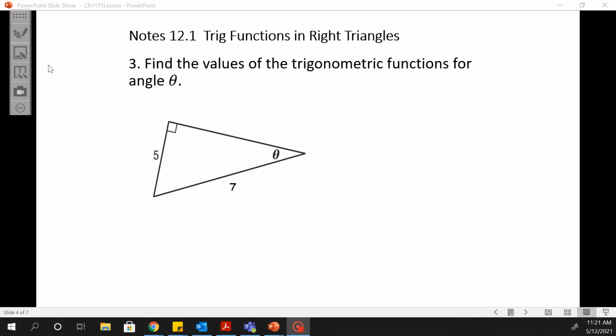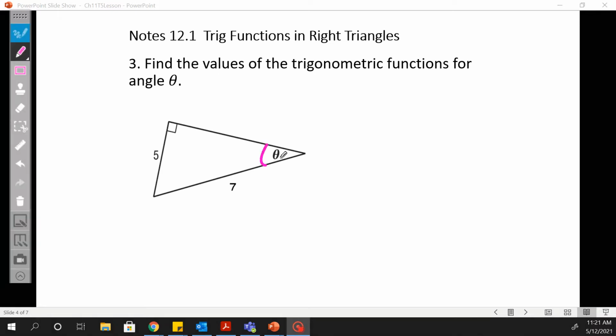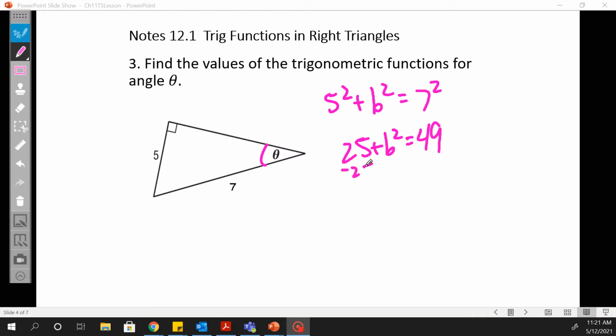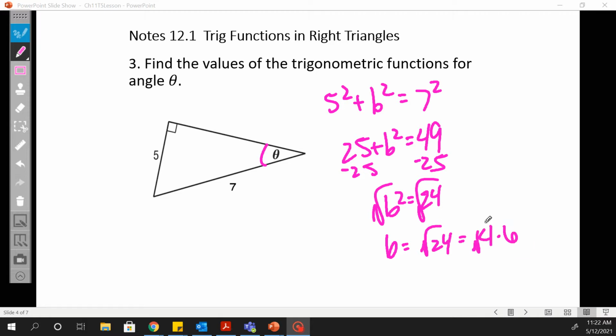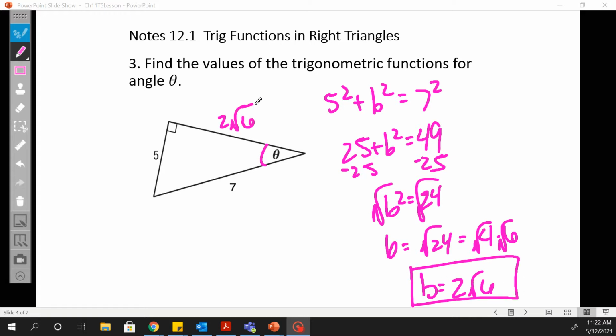Find the values of the trigonometric function for angle theta. Once again I'm missing a side. So I'm going to do 5 squared plus b squared is equal to 7 squared. So 25 plus b squared is equal to 49. Subtract 25. b squared is equal to 24. Square root both sides. b is equal to the square root of 24, which can be written as square root of 4 times square root of 6. So b is equal to 2 square root 6. So this side right here, 2 square root 6.